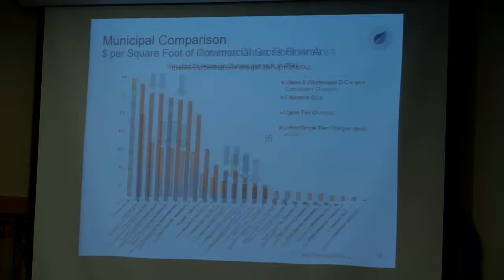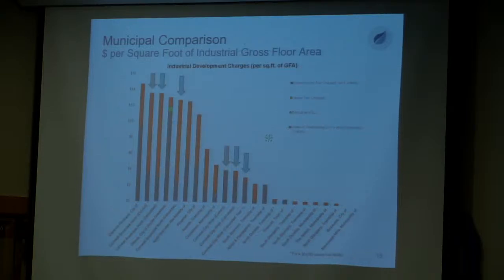And then on the following slide, we see a similar comparison for industrial development in terms of where the city ranks relative to the comparative municipalities, with there being a number of municipalities further to the right at the lower end of the comparison who do have industrial exemption policies.